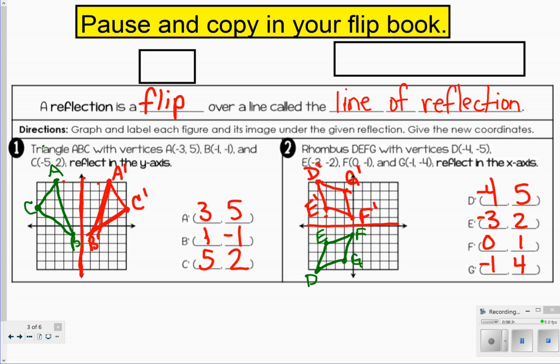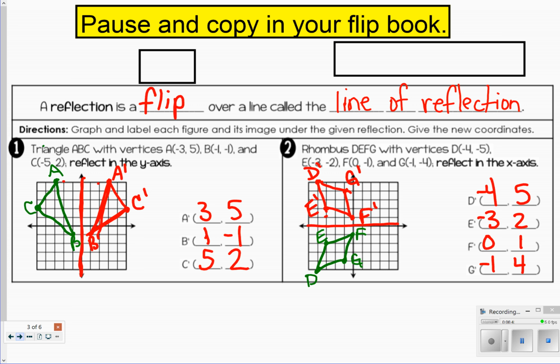And if we look again at our pre-image points, you notice that the x values stayed exactly the same, and the y values, the number stayed the same, however, the sign changed. So that's kind of an interesting connection. See if you can make it at this point.